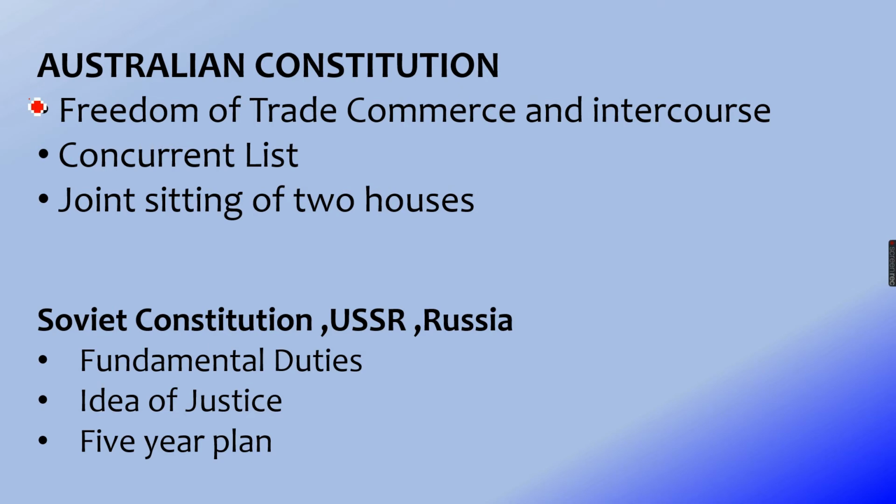Then comes the Australian Constitution. So freedom of trade, commerce and intercourse. The concurrent list, we have the 3 lists. The 7th schedule defines the lists. So we have the union list, the state list and the concurrent list. The concurrent list consists of the laws which can be made by the center and state both. The joint sitting of the two houses is presided over by the speaker, and it is given in Article 108.